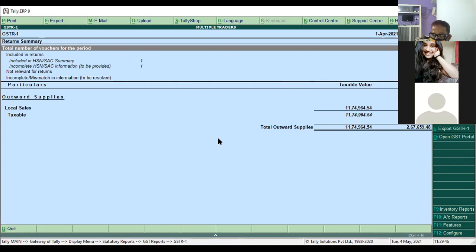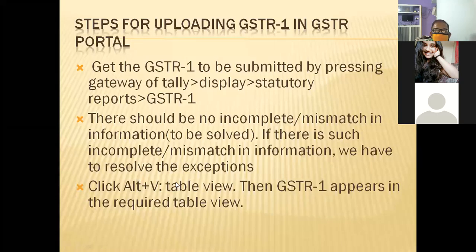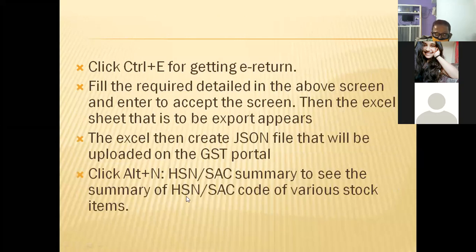Okay. Now, if you see the PPT, there is a shortcut key to view this. Now, this is saying, you can say Alt plus V for table view. GSTR1 appears in the required table view. This is over. That's table view. Now it is asking to press Control plus E for getting the E return. Now we press Control plus E.